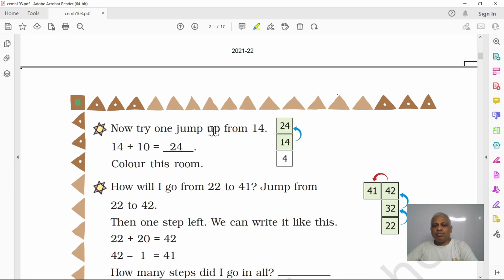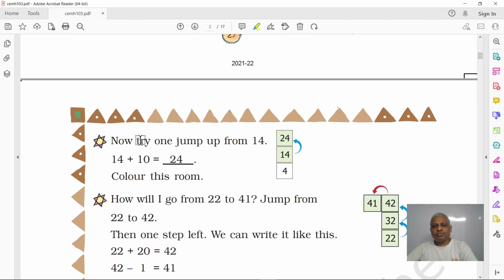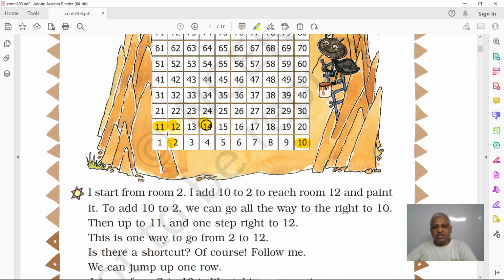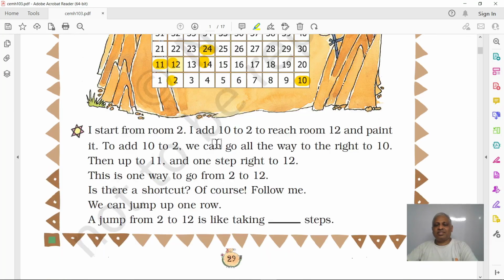Now try one jump up from 14. So 14, if you jump to the next row above, it will be 24, right? 14 plus 10. Is it like this here? Yes, this is 14. If you jump up, it will be 24, right? This is the shortcut.